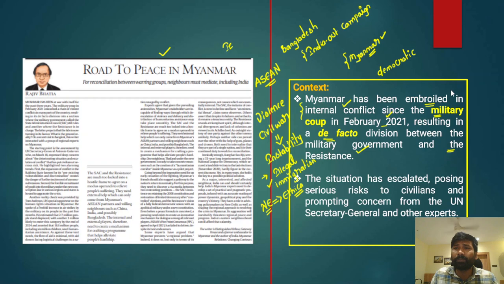Because of the military government, there has been large scale violence and violation of human rights of people in Myanmar. So that has resulted in a resistance movement from the people, and the resistance movement is also getting support from the armed militia within Myanmar. So that has further made the situation volatile. And it looks like peace would not prevail in the very near future. So this is the situation in Myanmar.